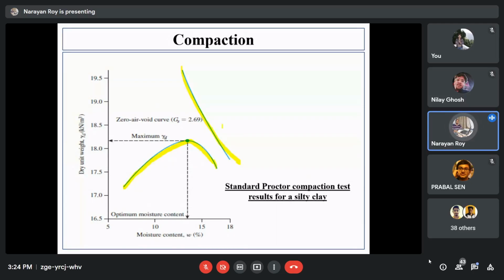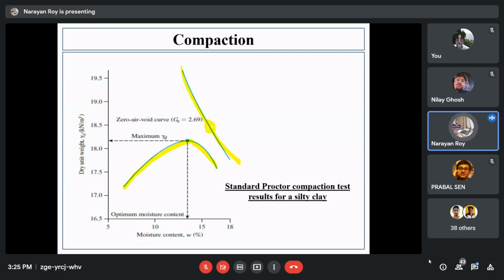What is the zero air void line basically? If I try to define it, at a particular water content we might have reached the maximum value of the dry unit weight corresponding to this zero air void line. But it is not possible actually. This is a purely theoretical concept, because whatever amount of compaction energy you give to the soil, you will never be able to completely remove the air from the soil. So that's why this line is a theoretical concept.